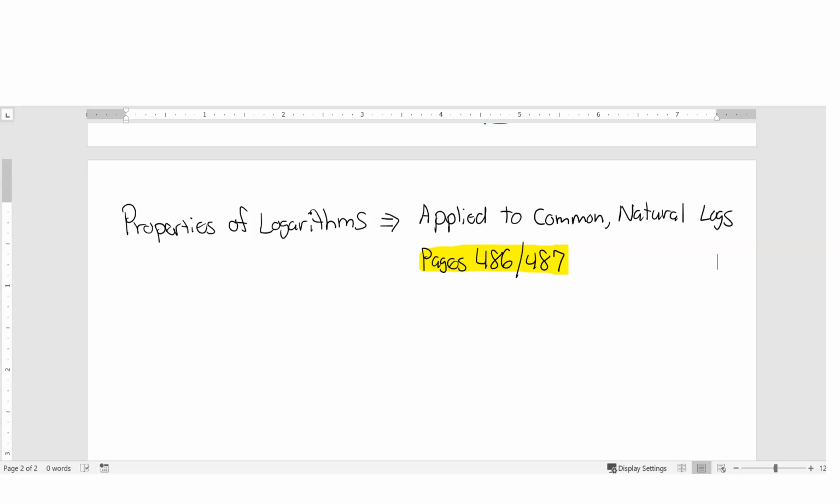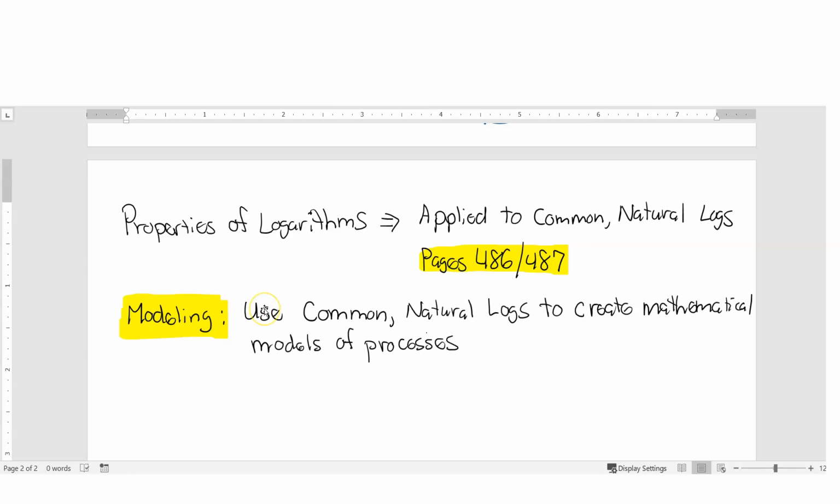All the properties of logarithms that we looked at earlier in the chapter, those two groups of properties involving one and the inverse properties, can be made more specific, but are the same for the common and natural logs. You can look on pages 486 and 487 of your textbook to see those properties applied to the common and natural logarithms. Like many of the functions we've studied in our course, these functions can be used for modeling. Namely, we can use common and natural logs to create mathematical models of processes or situations so we can better understand them. Let's look at a couple examples of modeling with the common log and the natural log.